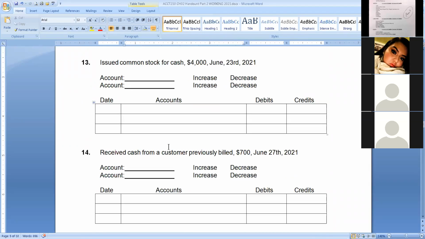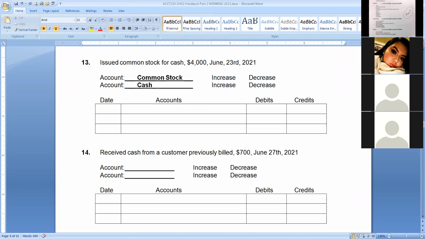Okay, issued common stock for cash. So which accounts? Common stock and cash, right? Yep. Both of them decreasing, right? Actually, both are going to increase. Yeah, it rises. I see. I'm talking. I forgot. Oops, spell cash correctly.